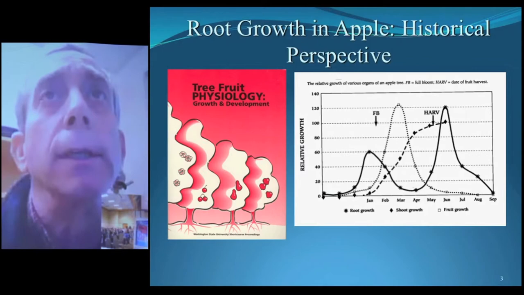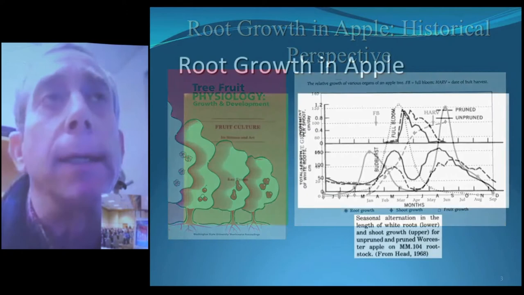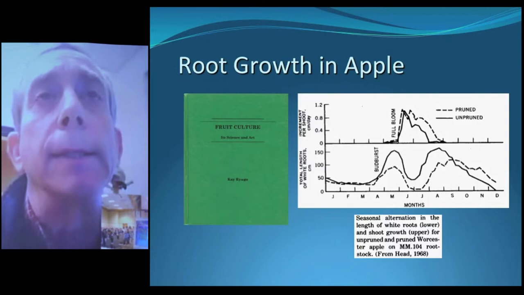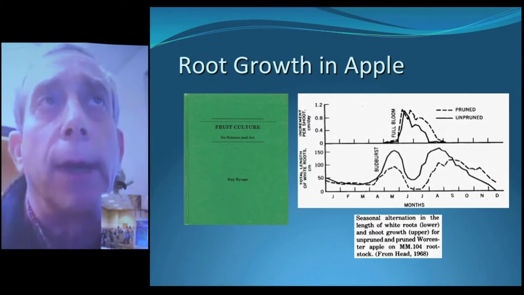Another textbook, next slide, looks at a very limited investigation of pruned and unpruned apple from East Malling. And this was way back in the 60s, a guy named Head at East Malling in England. And he also described this bimodal production, with this first idea of competition with above ground.